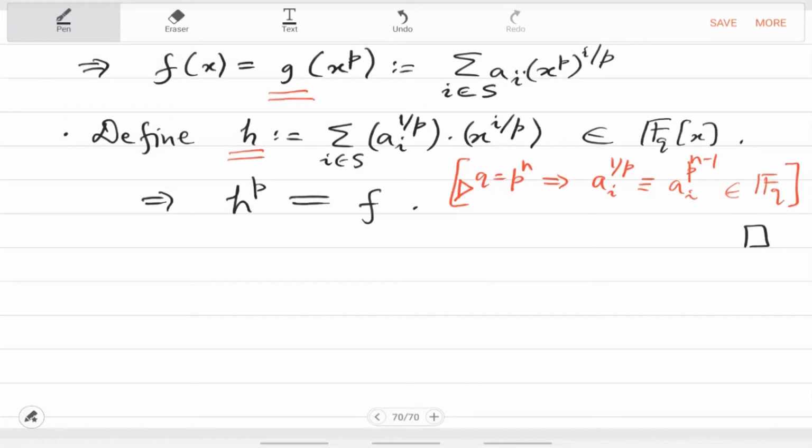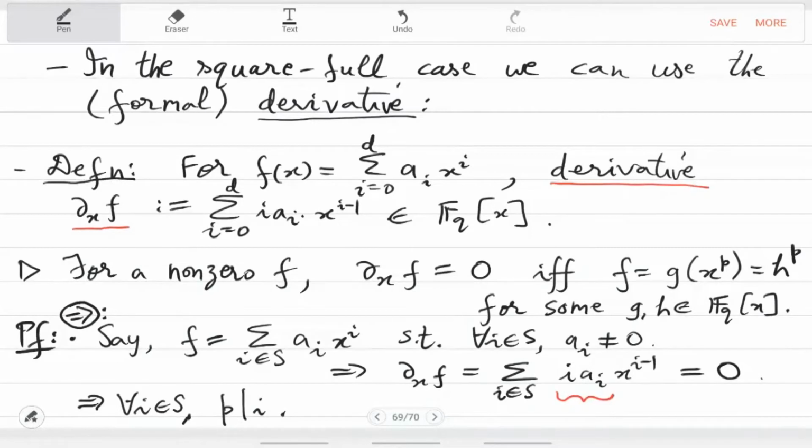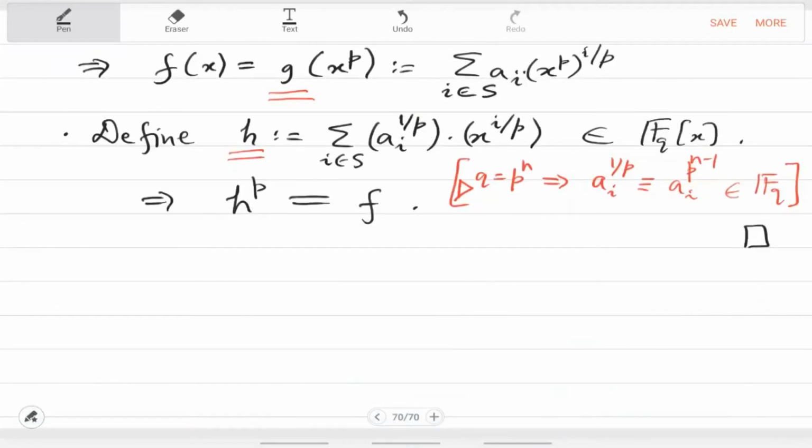Any questions? So we just showed that if the derivative of f vanishes, then f is actually a function of x to the p, a polynomial in x to the p, which is also a pth power. Okay, so the derivative vanishes only for pth powers. In no other case can the derivative vanish. Let us delay that for a while.